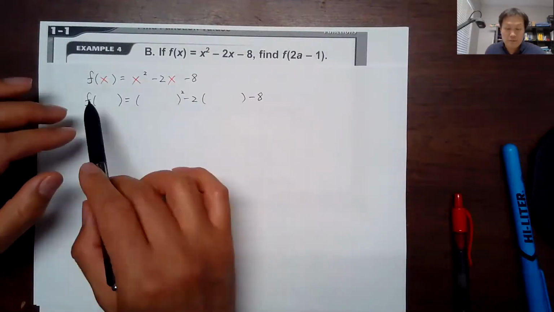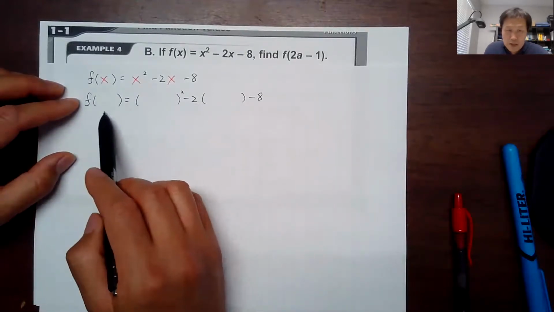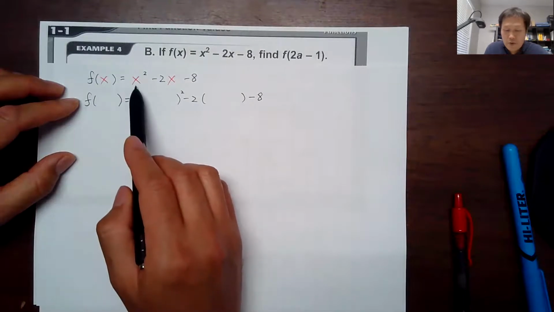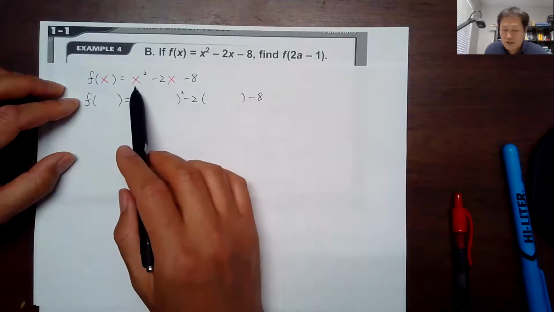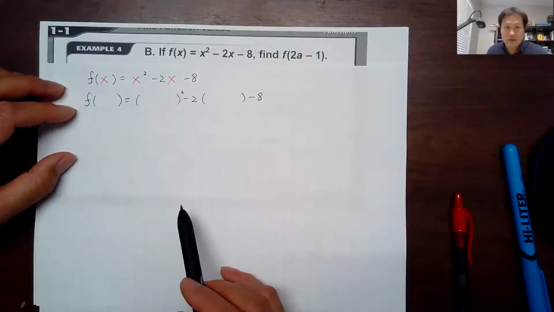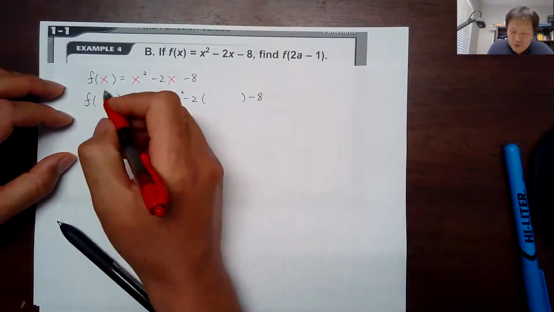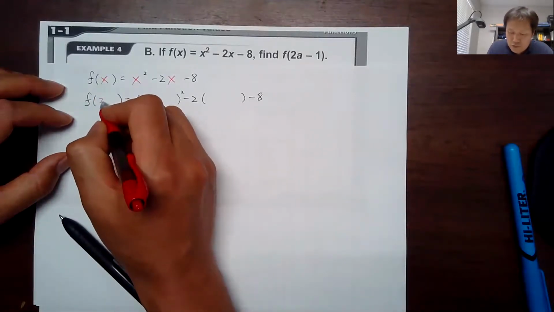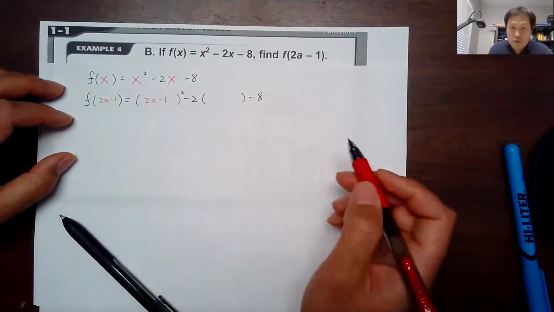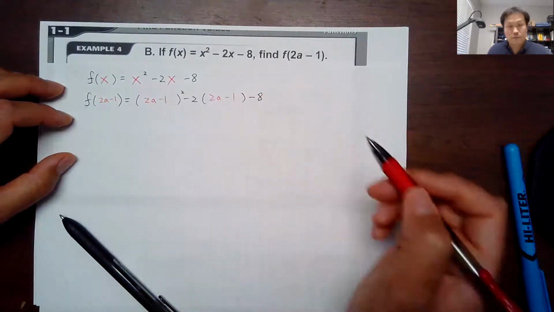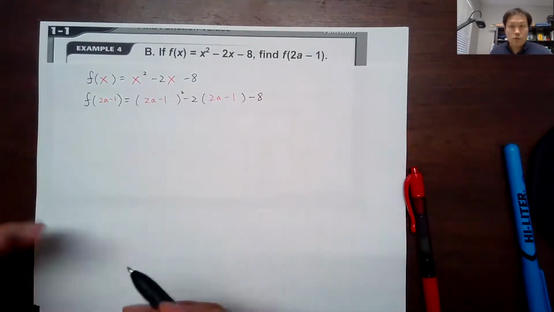This part is very important, and I want to emphasize it. Whatever that is as a parenthesis, wherever x appears in the original function definition, you're just replacing x with a parenthesis. It so happens that what this question is asking is f of 2a minus 1. So you get 2a minus 1, 2a minus 1. So the setup is good. What do you do from here?